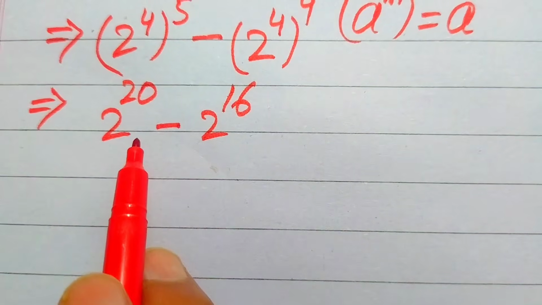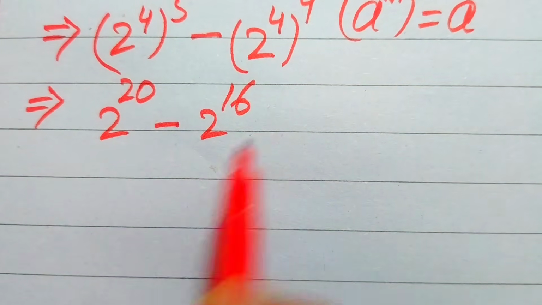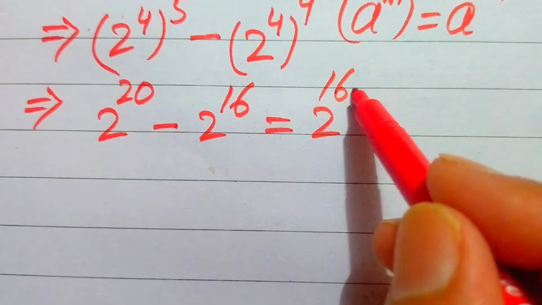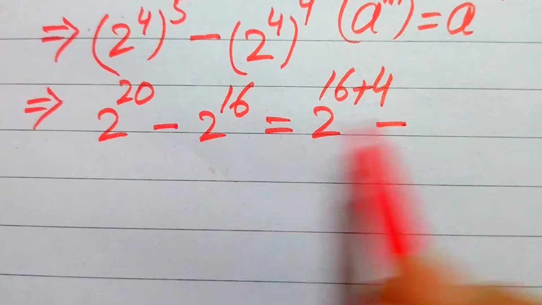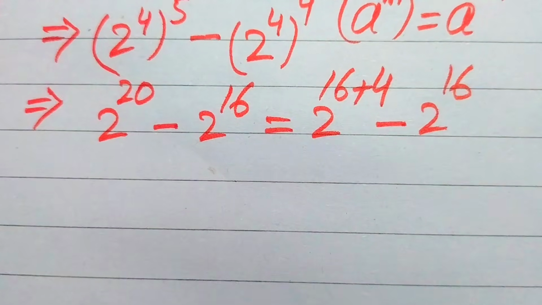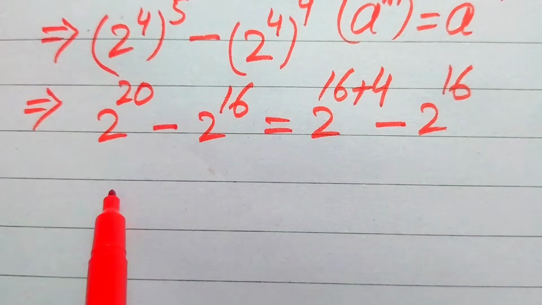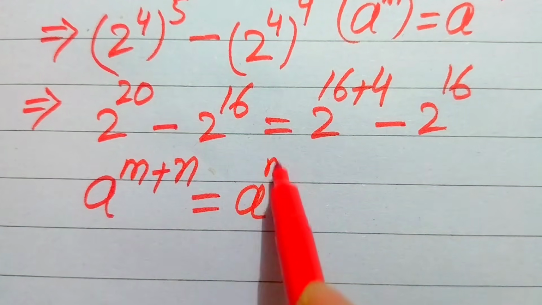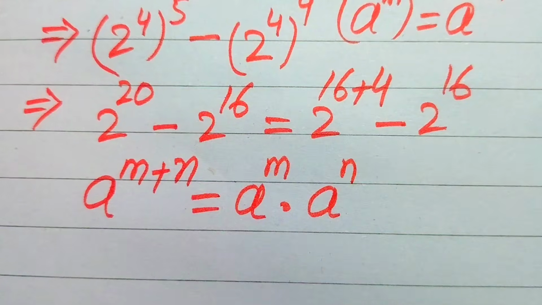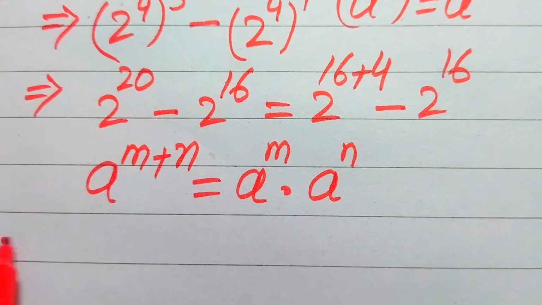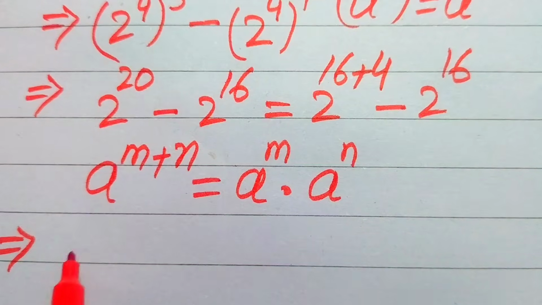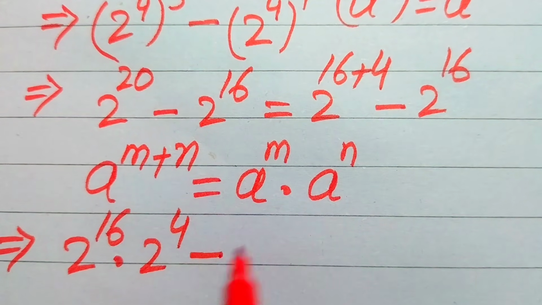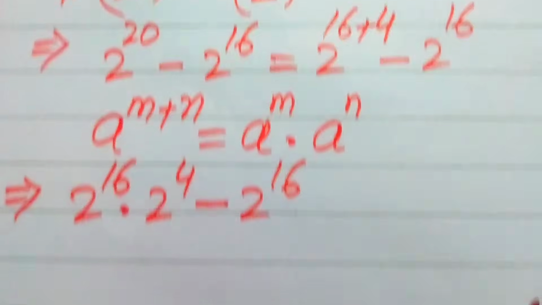Now we rewrite these terms in this form: 2 to the power of 20 is written as 2 to the power of 16 plus 4, minus 2 to the power of 16. Here we use another nice exponent rule: a to the power of m plus n equals a to the power of m multiplied by a to the power of n. According to this rule, we break this exponent as 2 to the power of 16 multiplied by 2 to the power of 4, minus 2 to the power of 16.